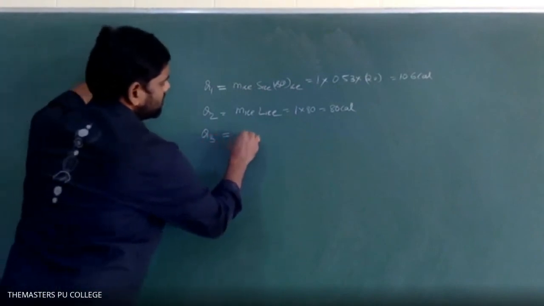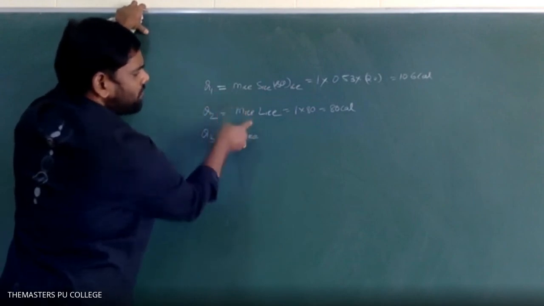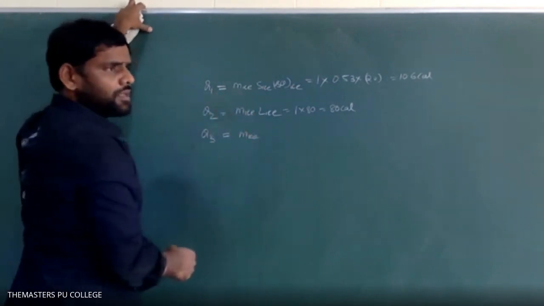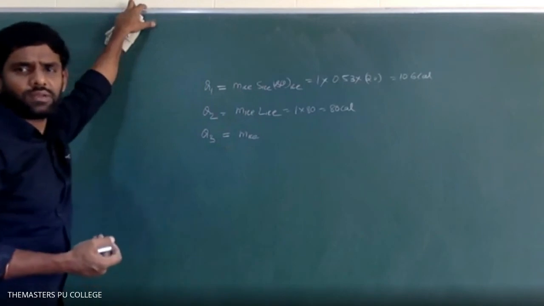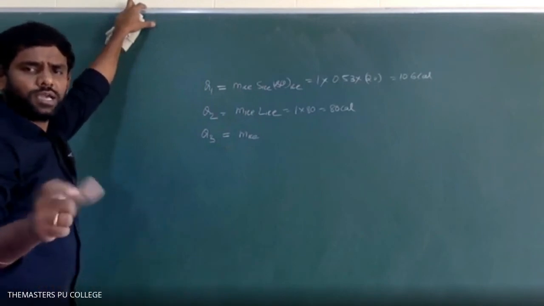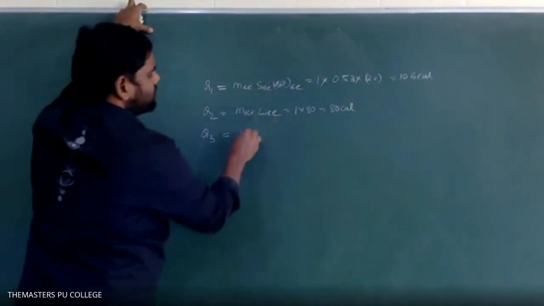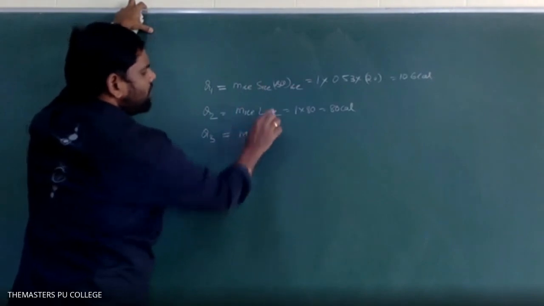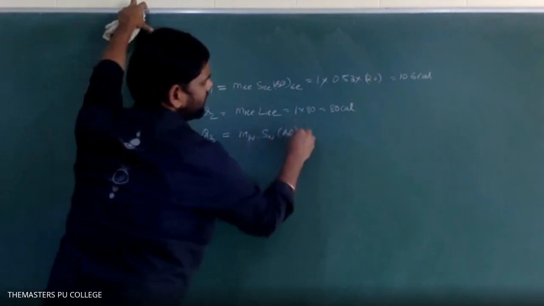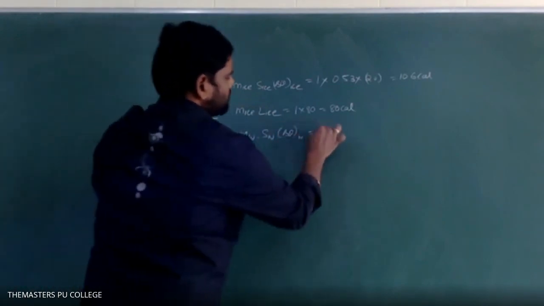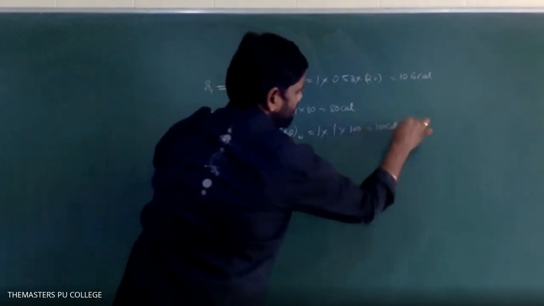Then Q3 equals mass of ice. Why am I writing mass of ice? If 1 gram of ice melts, then we will get only 1 gram of water. That is natural. We won't get 100 grams of water in an unnatural manner. As much ice as melts, that much water will be there in the system. So let it be mass of water into specific heat of water into delta theta of water. Mass of water is 1, specific heat of water is 1, delta theta is 100, and we will get 100 calories.